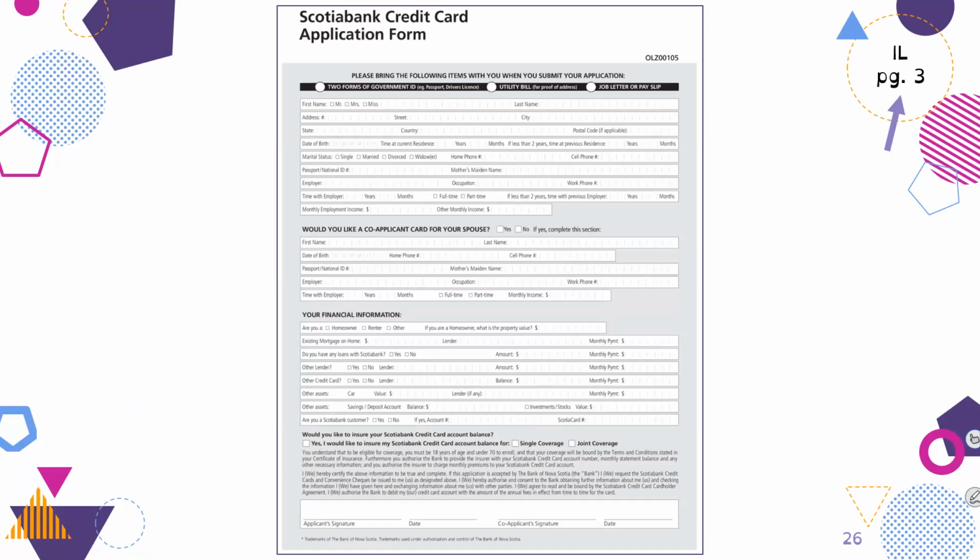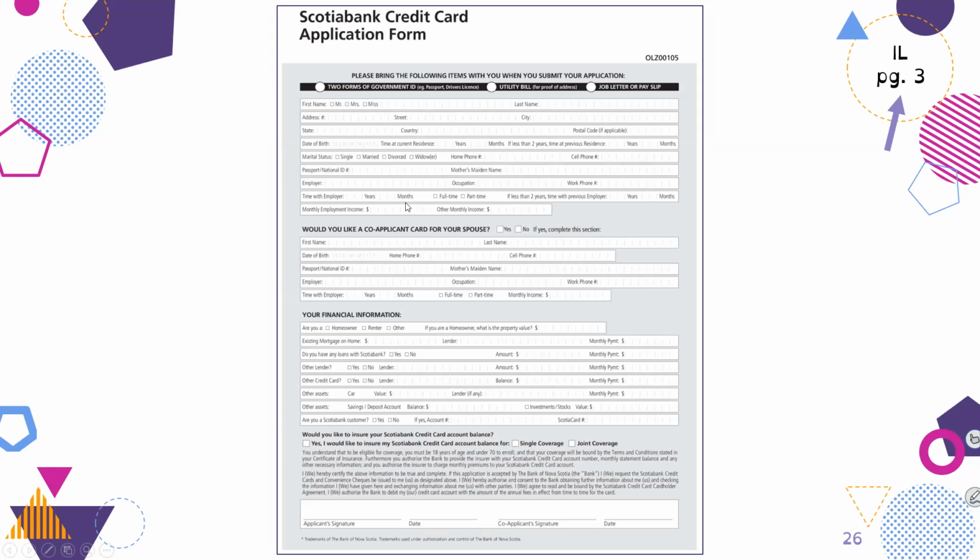So you need to have some ID. This card tells you need to have 2 forms of government ID, like a passport or a driver's license. You need to have a utility bill, or something that proves where you live. And you need to have a pay stub or job letter that tells them that you're employed. And then you fill out your name, your address, how long you've lived there, your date of birth, so they get your age, your family status, and your employer, how long you've been with that employer, how much money you make, all this information.